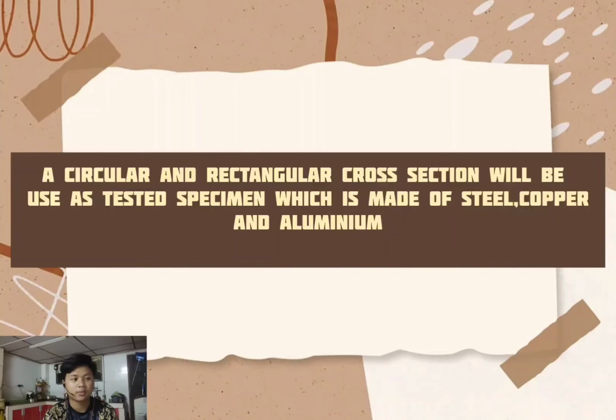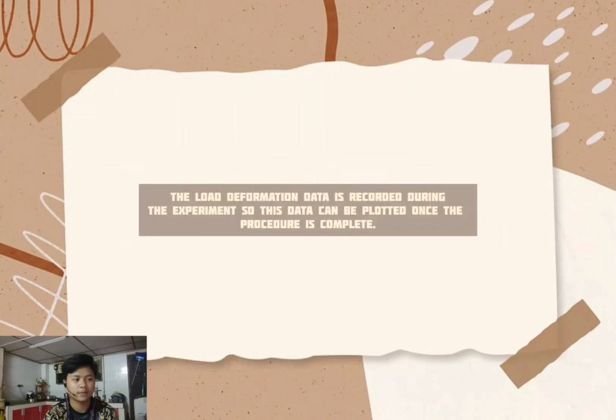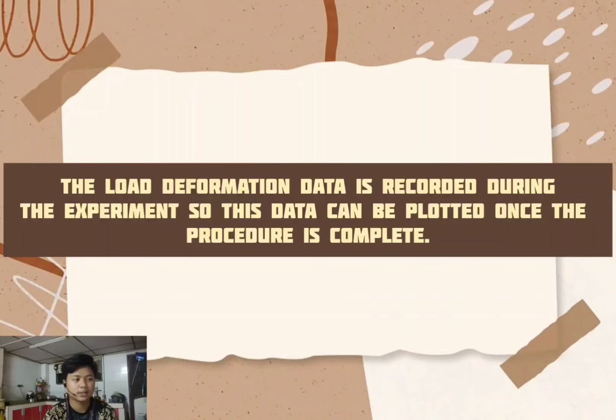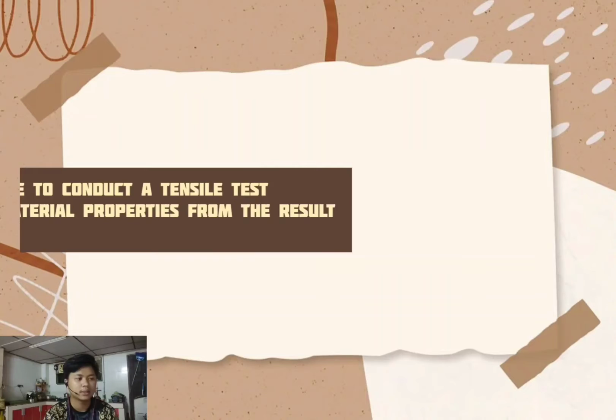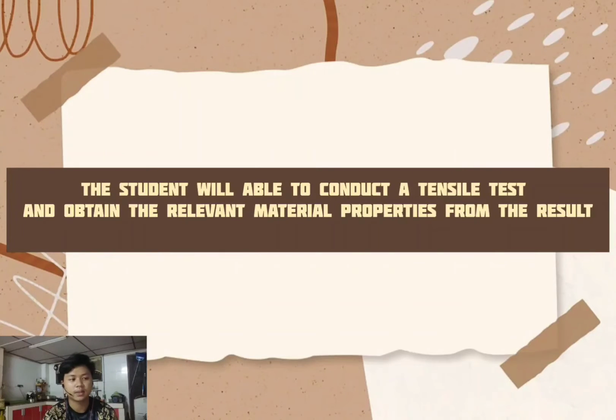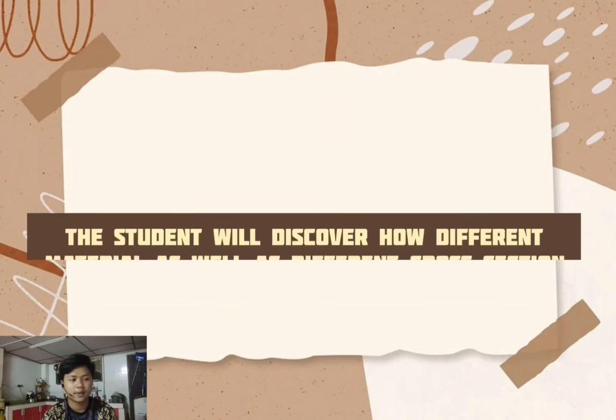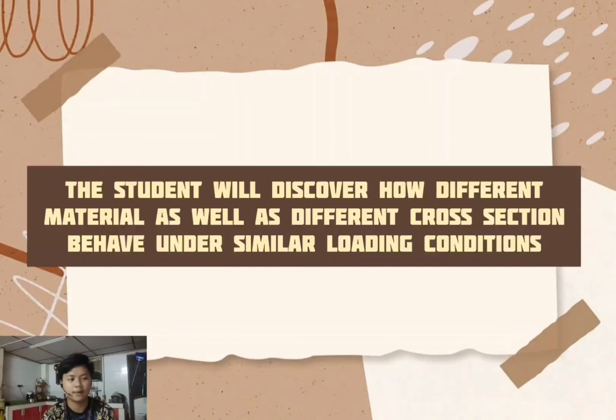copper and aluminium. The load deformation data is recorded during the experiment, so this data can be plotted once the procedure is complete. The student will learn how to properly conduct a tensile test and obtain the relevant material property from the result. Further, the student will discover how different materials as well as different cross-section behave under similar conditions.